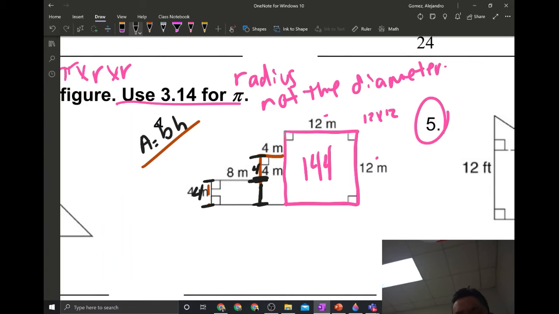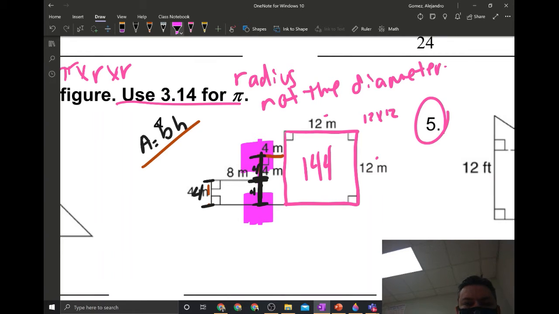Is also how much? Is also 4. So how much is the overall height right there? Right here. From here to here, how much is that total? I need to know that, guys. If you can't see it, you're gonna struggle a lot.